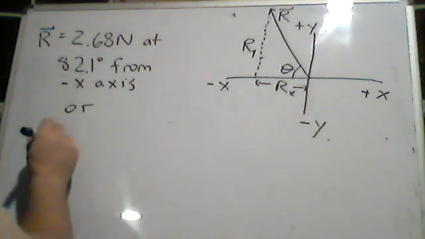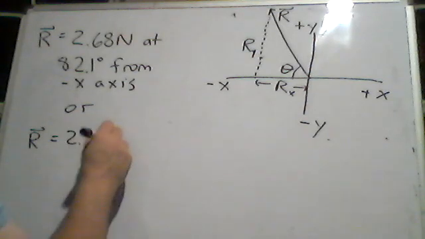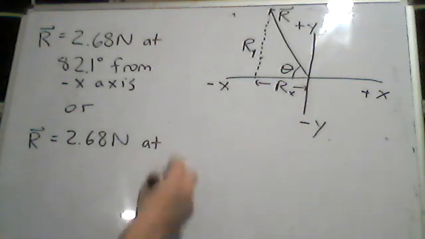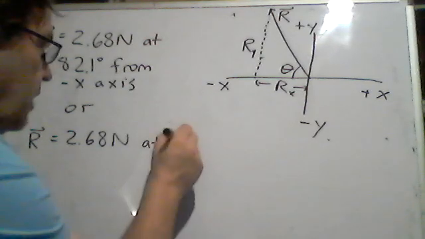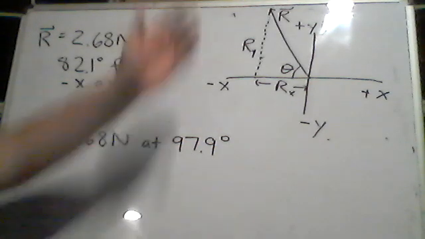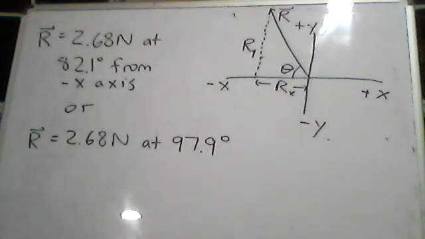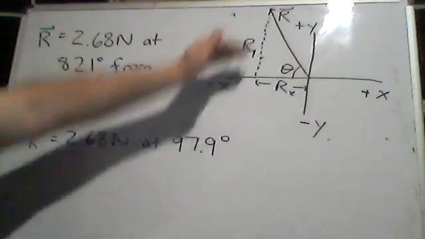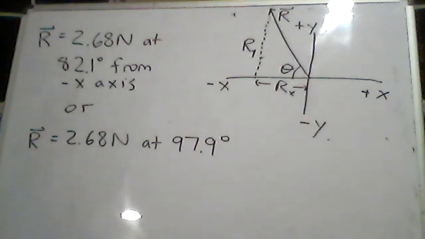So I could say R is 2.68 newtons at 97.9 degrees, if you wish. Understood that this is 97.9 degrees from the positive x-axis. Both ways, it's fine. So all in all, I expect a vector that's going to basically be in the second quadrant and at a pretty large angle, 82 degrees ish from the negative x hat axis. Okay, so I have that expectation when I go draw my graph.